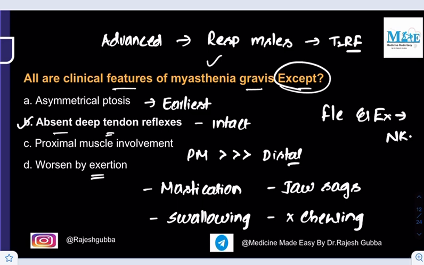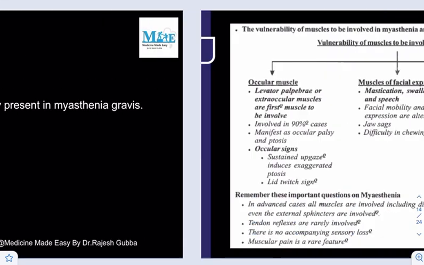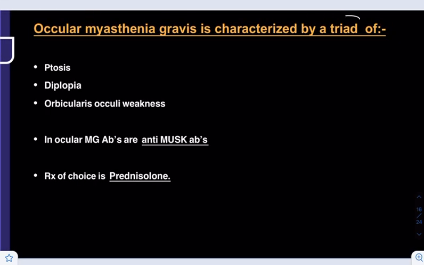And we have a form called ocular myasthenia gravis. Ocular myasthenia gravis is characterized by a triad. What is the triad of ocular myasthenia gravis? There will be ptosis, and that is due to pathology in the levator palpebrae superioris, diplopia, and orbicularis oculi weakness. So this will be the triad of ocular myasthenia gravis.